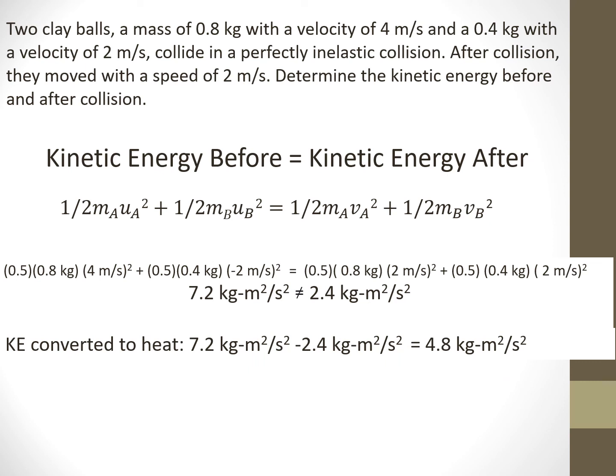So in order to identify the kinetic energy converted to heat, we get the difference between the values of the kinetic energy before and kinetic energy after collision, and the value is 4.8 kg meter squared per second squared. This means that some of the kinetic energy is converted to heat. In other words, kinetic energy was reduced to 33% or one-third.